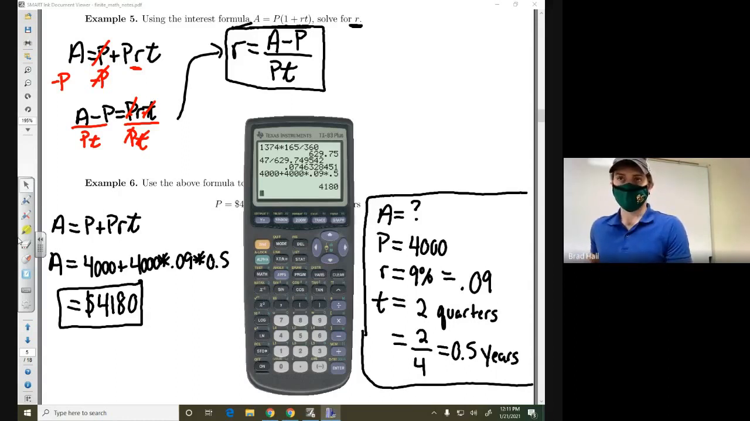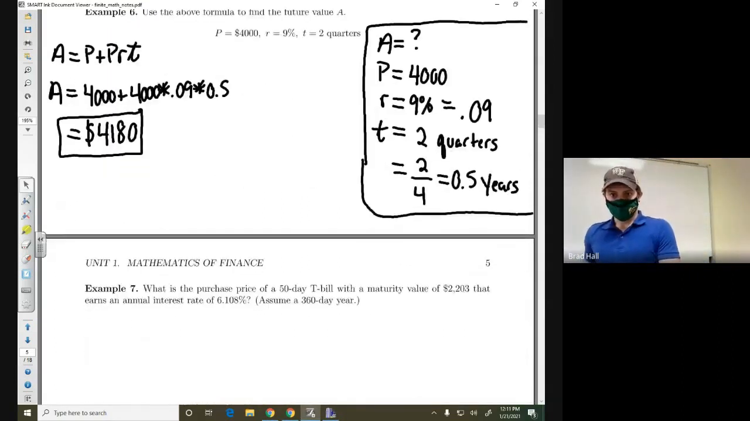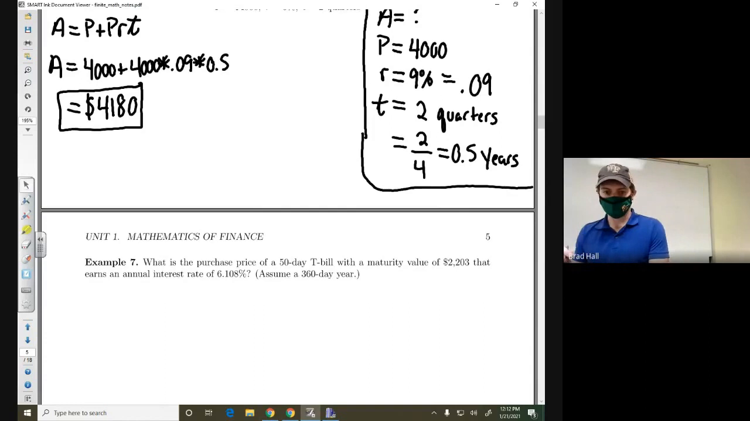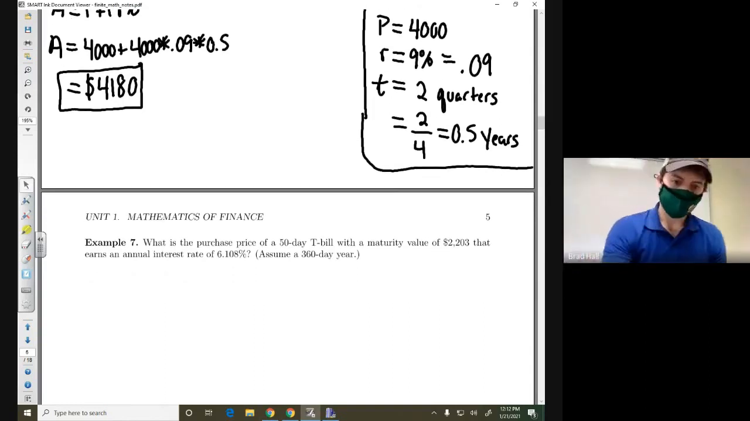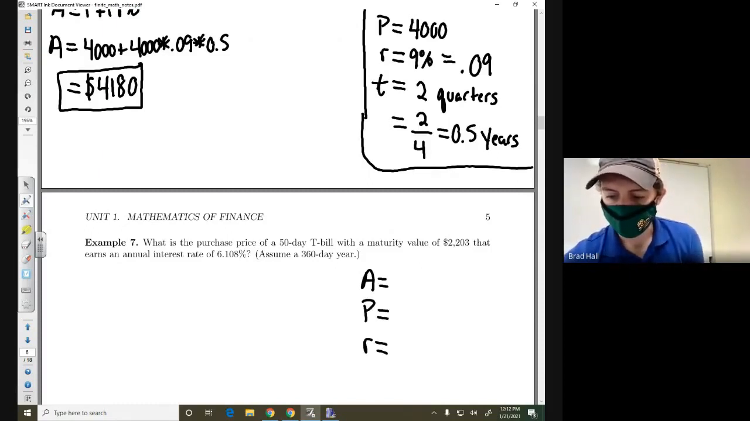All right, is that implementation fine? If so, as you imagine, let me step it up a notch. We'll do one more problem. So let's look at example 7. Now they're using a bunch of interesting wording. What is the purchase price of a 50-day T-bill with a maturity value of $2,203? Blah, blah, blah. So let's write out our givens. There's A, there's P, there is R and T, since we're using the same formula as before.